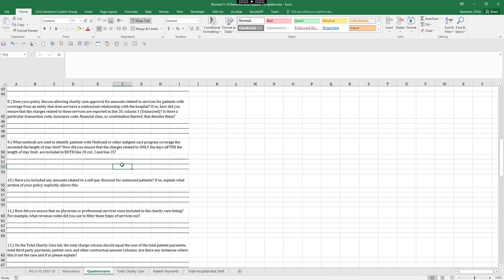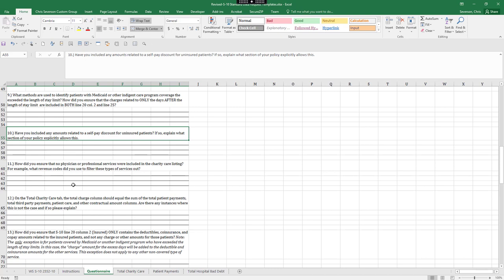Number 9, this is what we were talking about in the tab discussion earlier. What methods are used to identify patients with Medicaid or other indigent care program coverage that exceed the length of stay limit? How did you ensure that the charges related to only the days after the length of stay limit are included in both line 20, column 2, and line 25? That same amount is included as part of both of those cells.